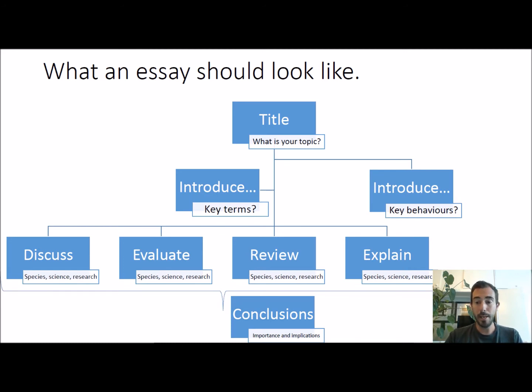And then when we get to the main body of the essay, which I have outlined here with these 4 boxes of discuss, evaluate, review and explain, this is where you can use the majority of your minimum of 10 references, feel free to use more, minimum of 3 species examples, where you can compare and contrast what they mean to each other. You can explain and synthesize novelty from the papers that you have read, and you can tell the reader what science has been performed that allows us to understand more about the behaviour you have chosen.